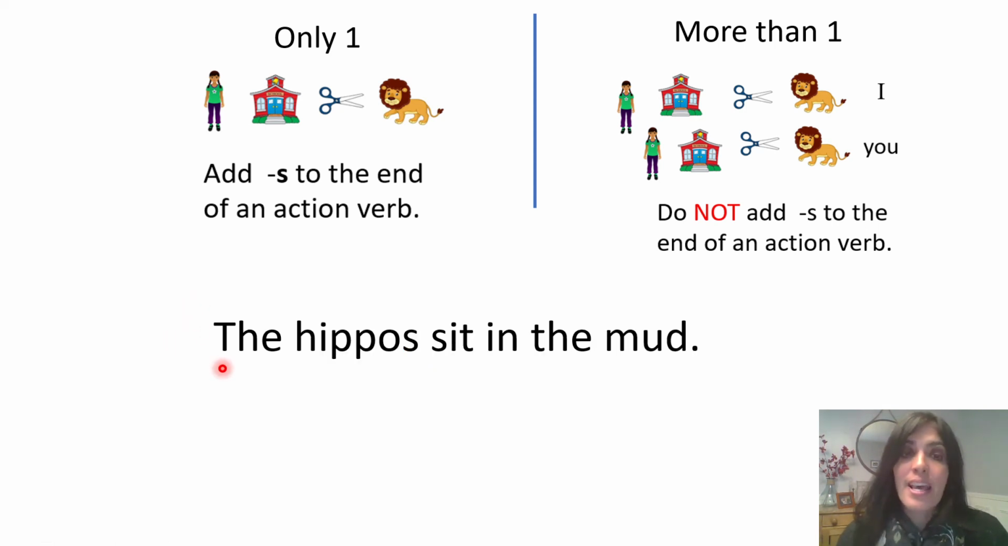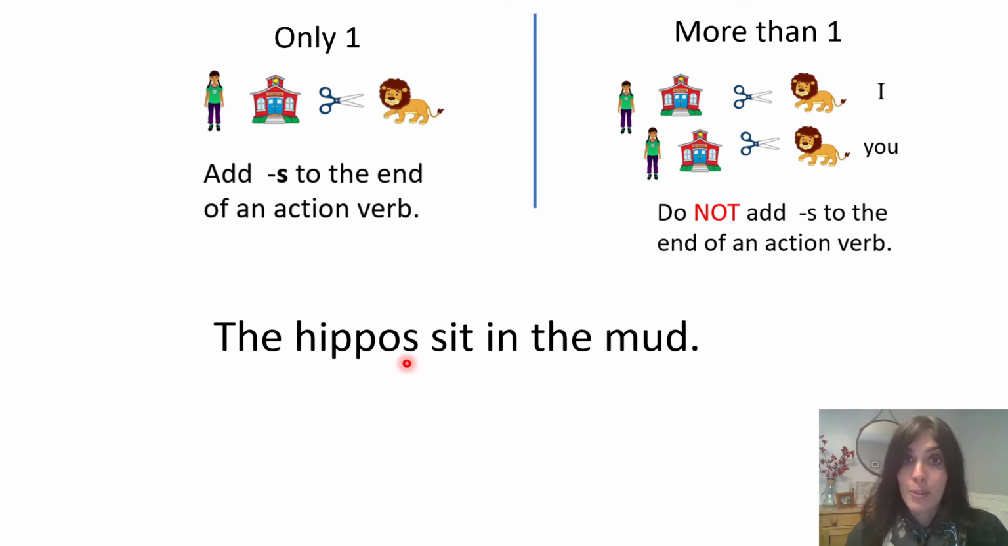It reads, the hippos sit in the mud. What is the noun in the subject of this sentence? Go ahead and think. Yes, hippos. Does hippos tell about one, or does it tell about more than one? It tells about more than one. I know that because there's an S at the end. There are more than one hippos here, okay?